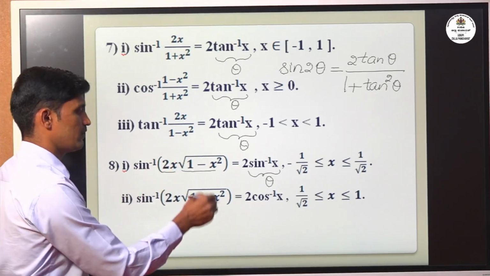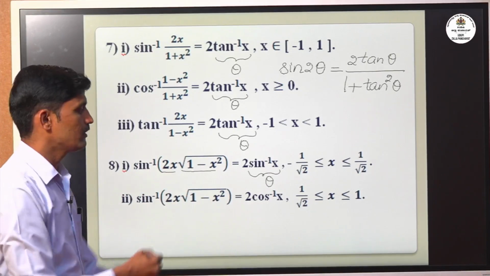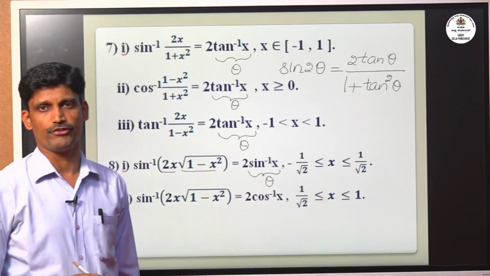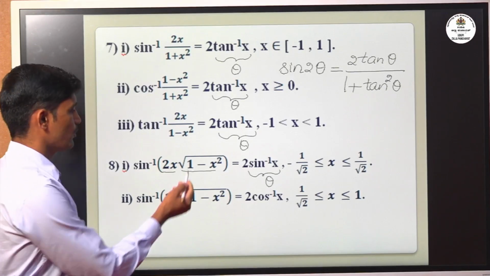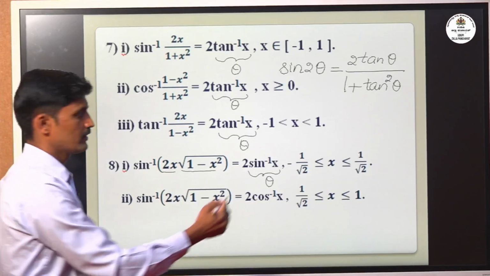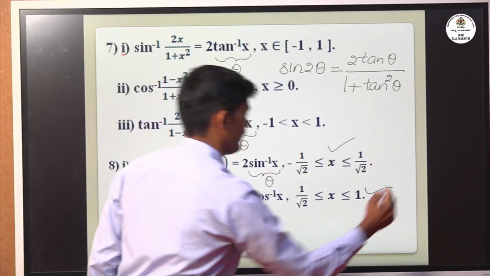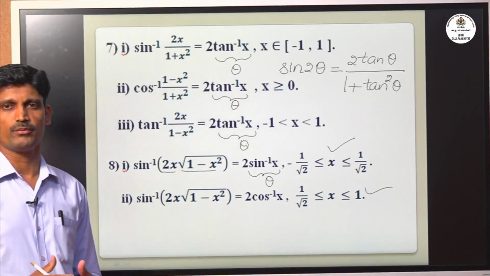Both are obtained using the sin 2 theta formula, but the values of x are different. That is a very important concept. For what value of x does this formula hold good? This is important: the value of x for which this formula is true.